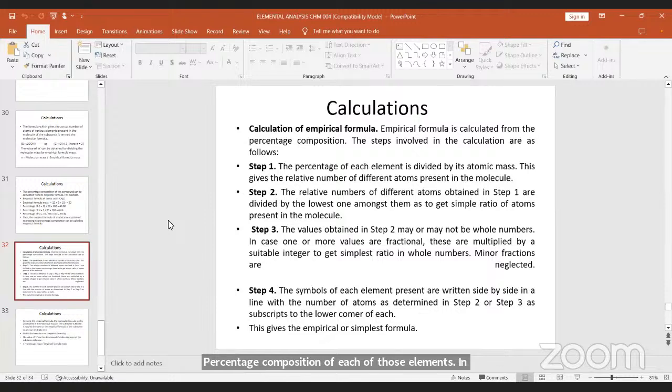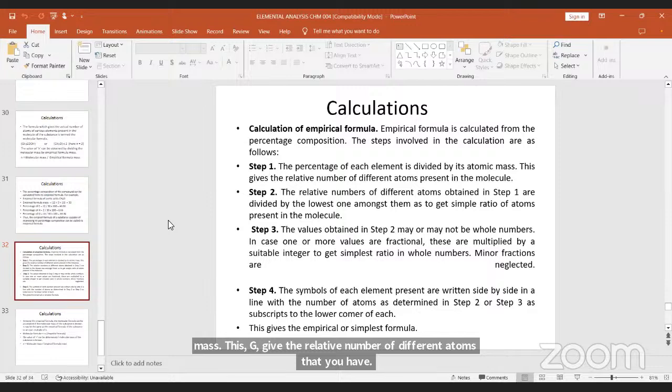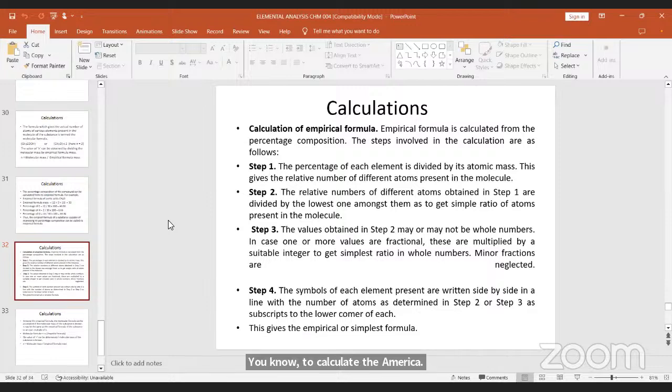So in summary, when you want to calculate the empirical formula, you take the following steps. Step 1, the percentage of each element is divided by its atomic mass. This gives the relative number of different atoms that you have. In other words, to calculate the empirical formula, you must first determine the mass of each of the elements in the compound, which we try to do by using carbon dioxide and water, as I explained earlier.